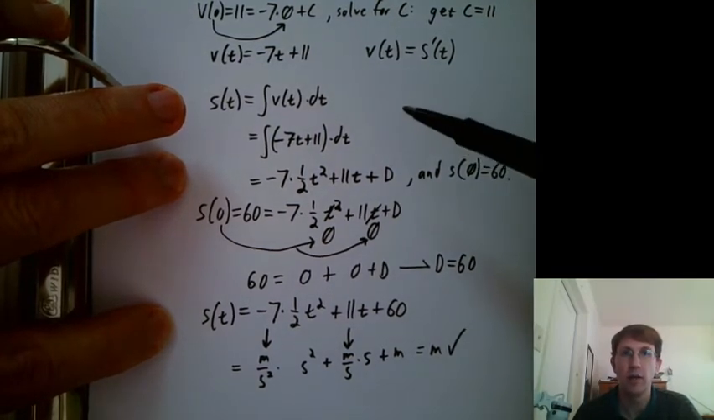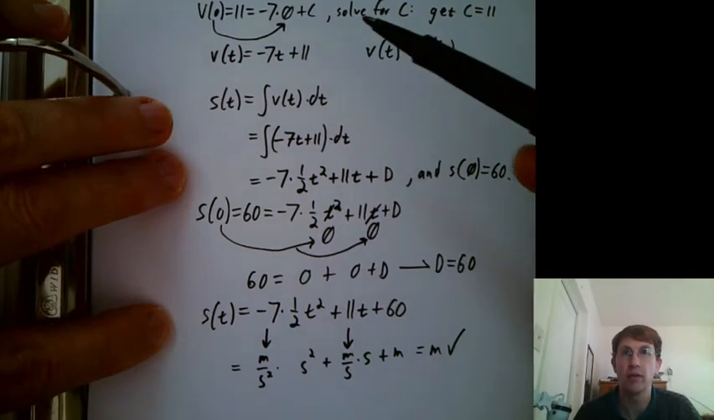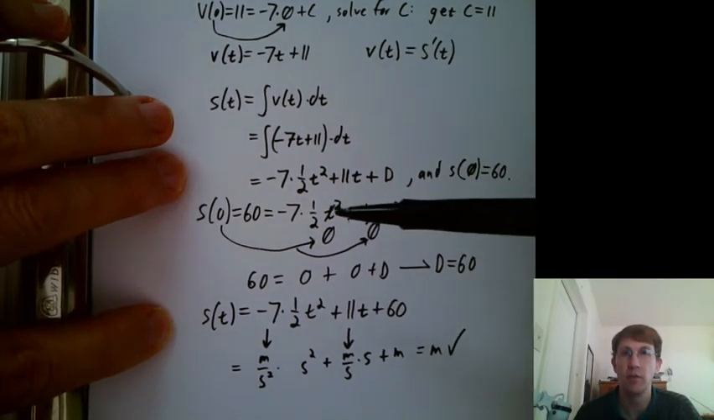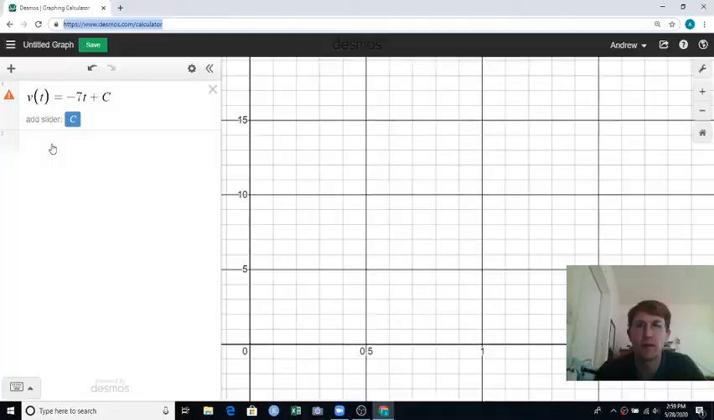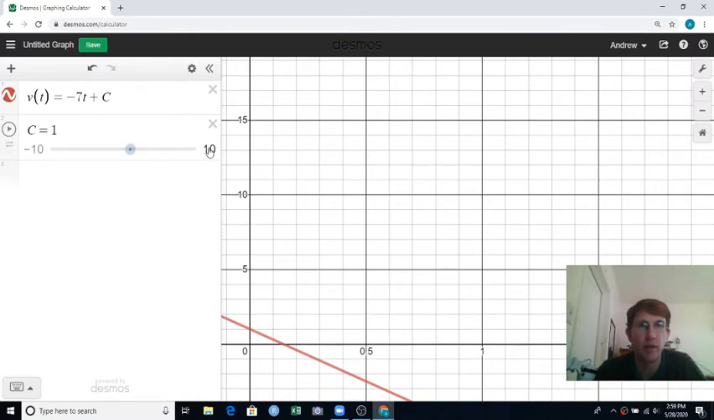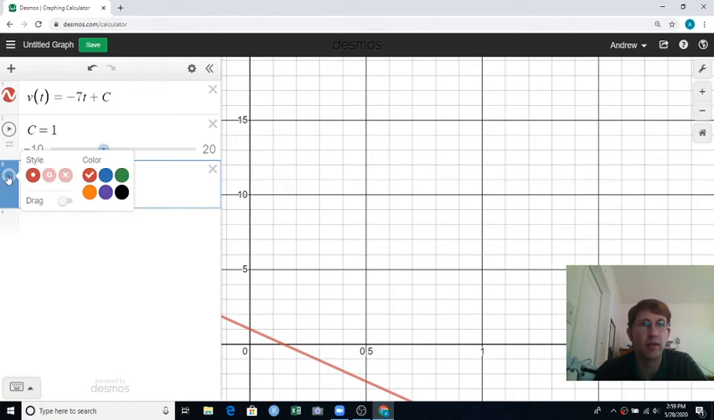So now we can go plot the velocity function. The velocity is a function of time, and position is a function of time. So let's do that. All right, I've already typed in v of t equals -7t plus c, but we'll kind of recreate what we went through. We don't know what c is yet, so we'll add a slider for it. I happen to know we're going to need it to be bigger than 10, so let's let it go up to 20.